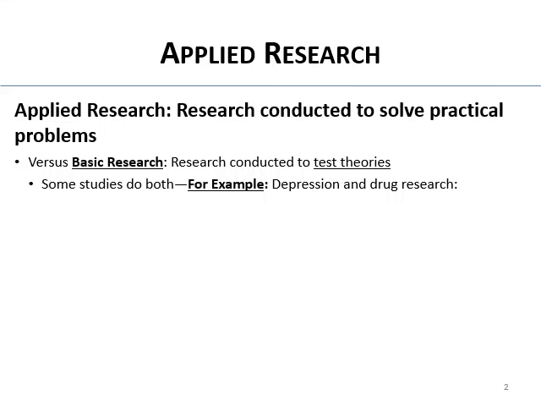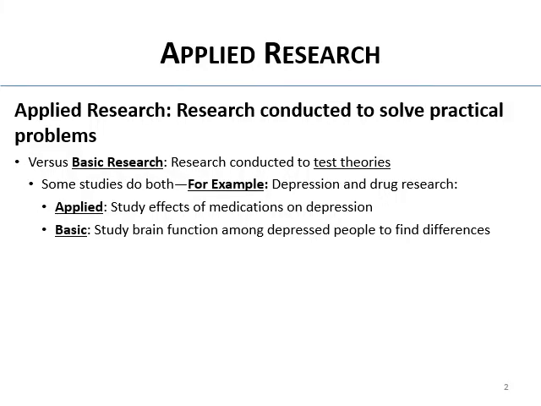For example, looking at studies on depression and drug research, an applied study might look at the effects of medications on depression, and then a basic study might look at brain function among depressed people to find those differences, right? The basic study again is looking at theories, causes of things. The applied research is trying to reduce depression.